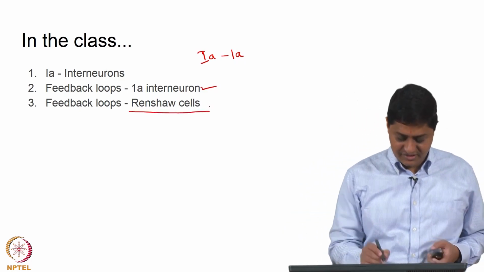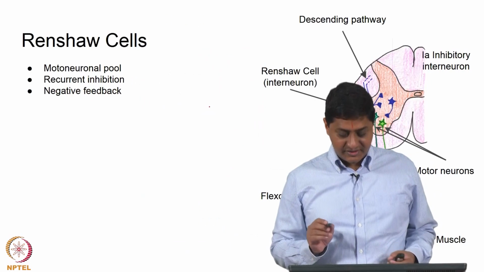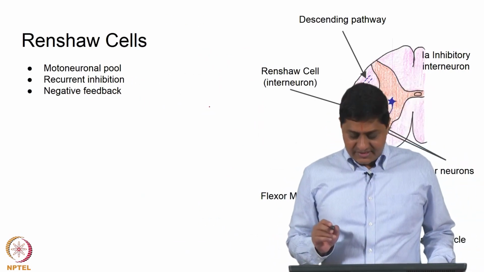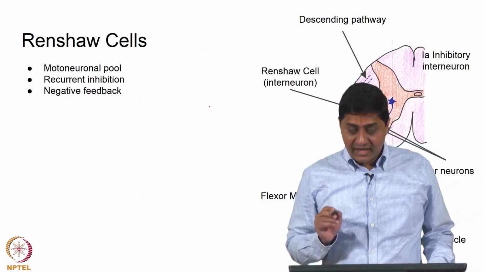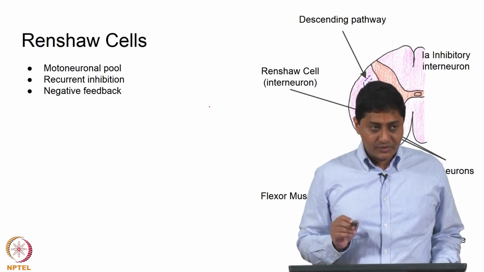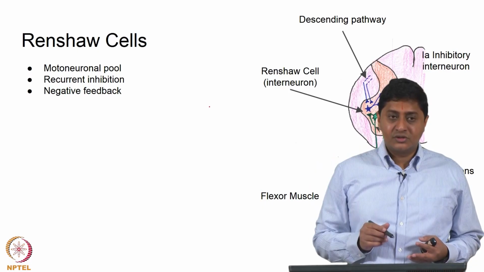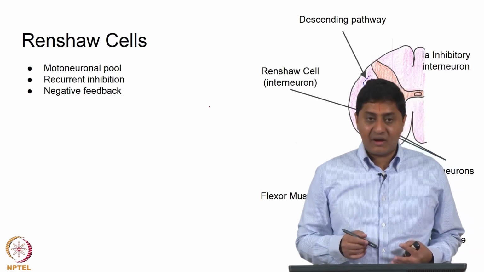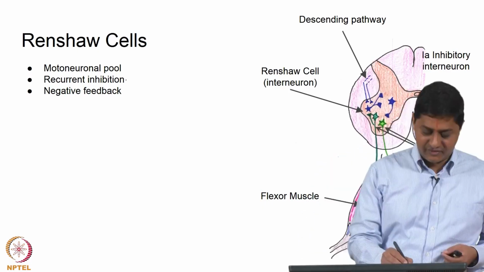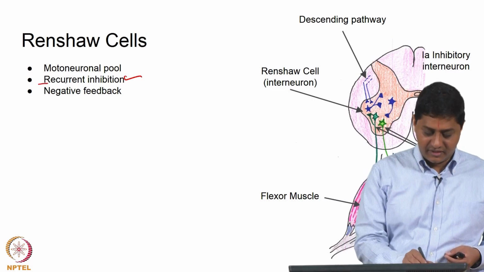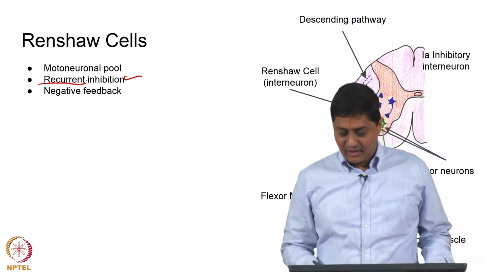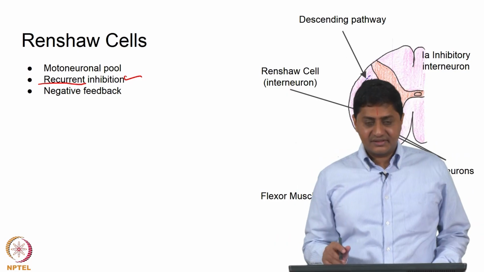We saw the case of Renshaw cells yesterday. Let us remind ourselves what it is. Renshaw cells are activated by motor neurons and they inhibit the motor neuronal pool that excites them, a form of negative feedback, a phenomenon also called recurrent inhibition. Okay, there is more to that.